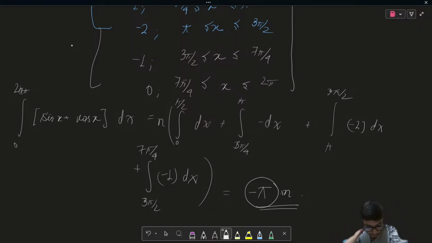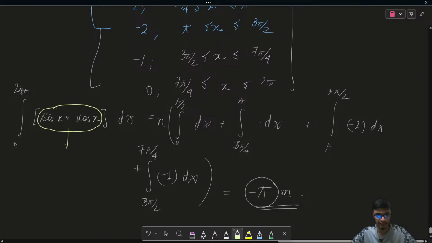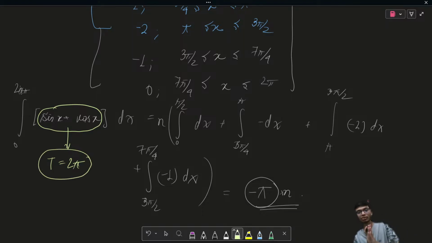The result is going to be equal to n pi, because if you analyze, sin x plus cos x, this particular function has a fundamental period of 2 pi. It is a periodic function, and the fundamental period of this particular function is 2 pi over here.